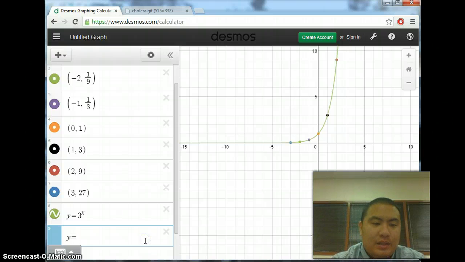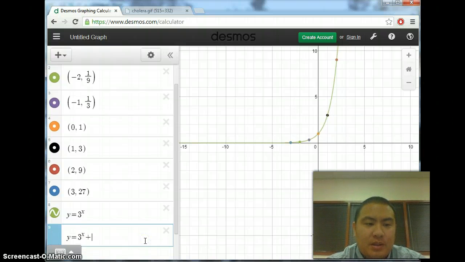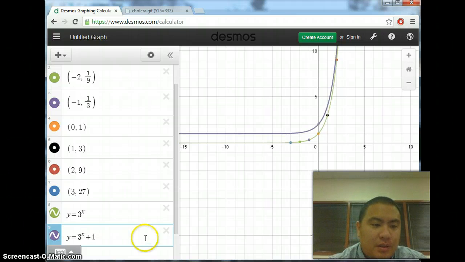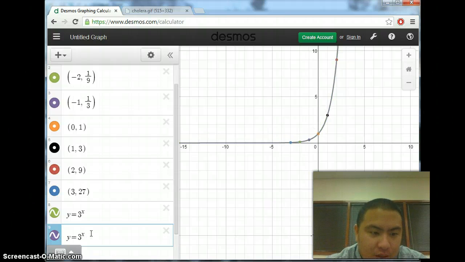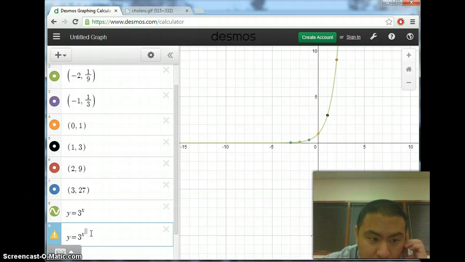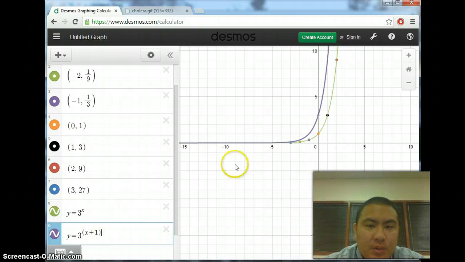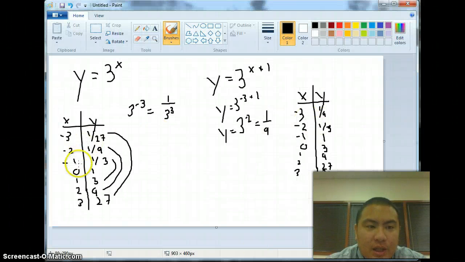We have y is equal to 3 to the power of x plus 1. Okay, so this is the purple line, and in your homework it's going to ask you what happens if I add a plus 1 right here on the exponent. Well, if you look at this, what happened here? We had 0 and 1. Well, that became 0 and 3, and that relates to 1 and 3. Okay, so what happened is that it shifted.